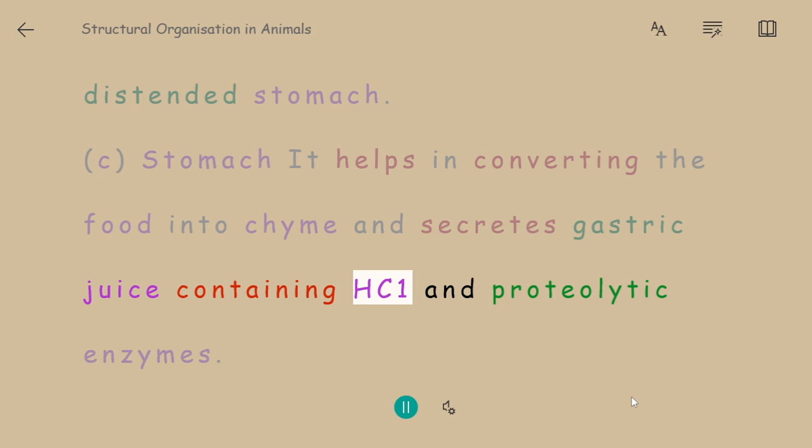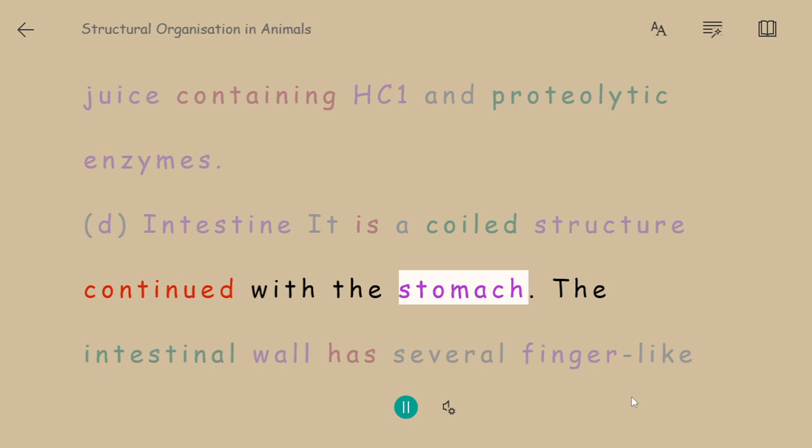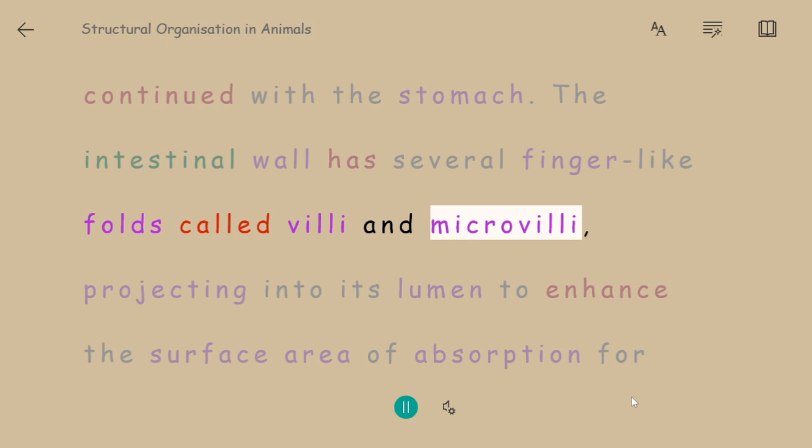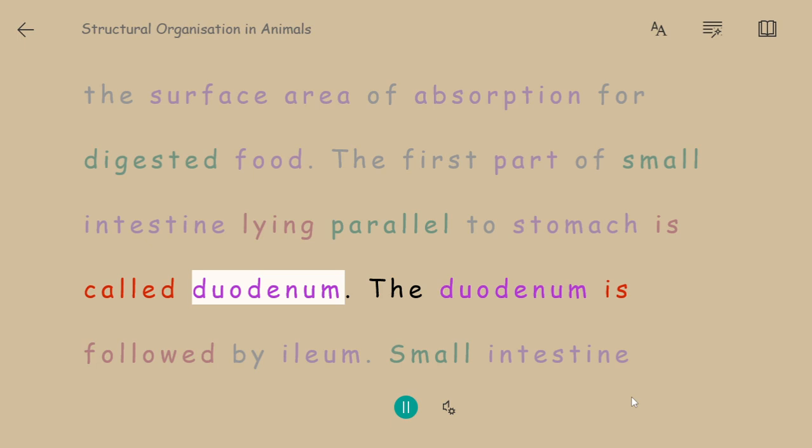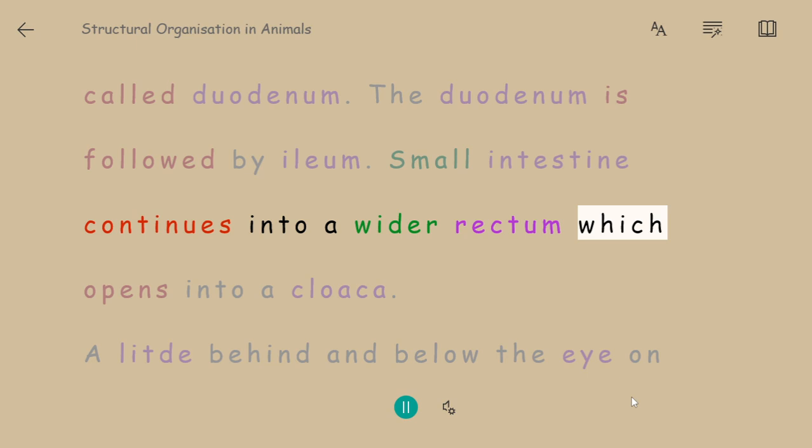D. Intestine, it is a coiled structure continued with the stomach. The intestinal wall has several finger-like folds called villi and microvilli, projecting into its lumen to enhance the surface area of absorption for digested food. The first part of small intestine lying parallel to stomach is called duodenum. The duodenum is followed by ileum. Small intestine continues into a wider rectum which opens into a cloaca.